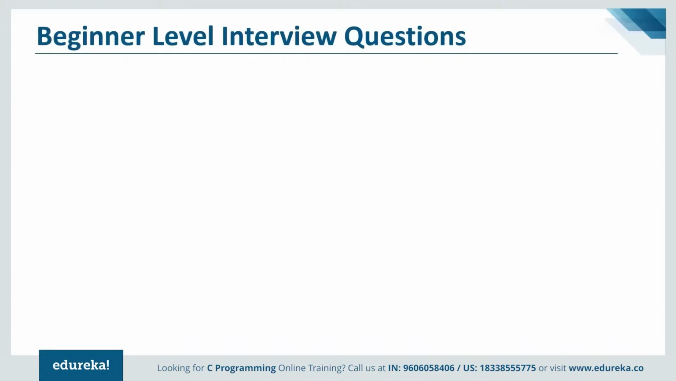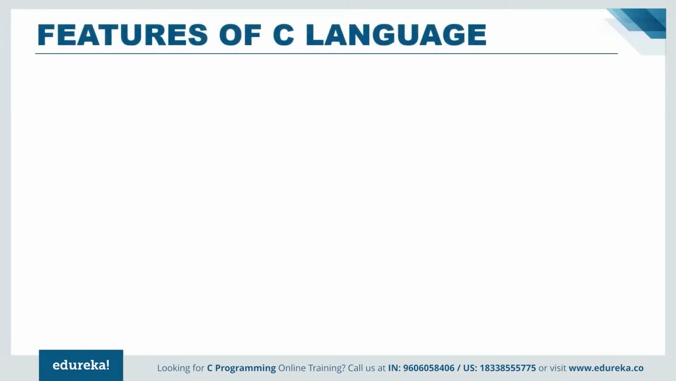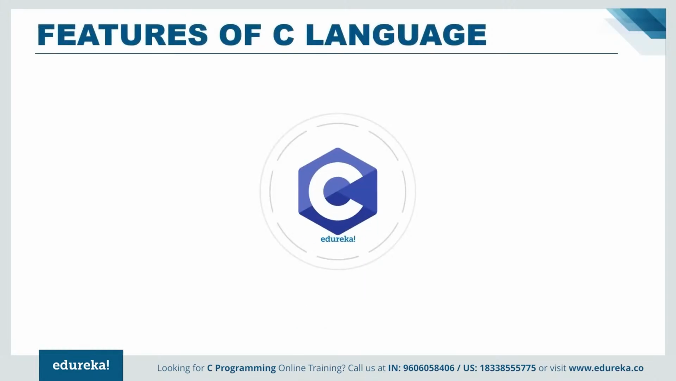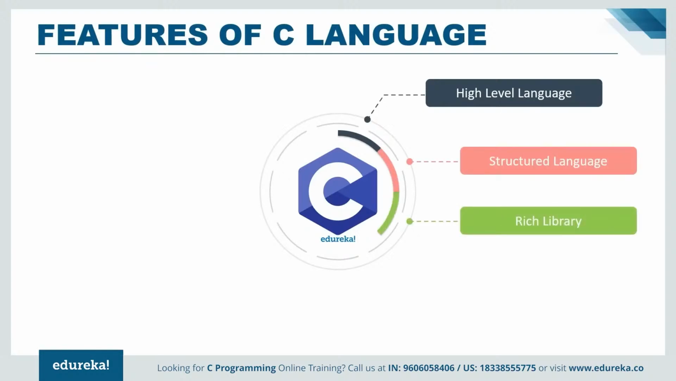The next question is, mention the features of C programming language. Now C has many features, and that's the reason why it is still considered a high-level programming language. Let us mention some of the most important features that are provided by the C programming language. Firstly, it is a high-level language. Followed by that, it is a structure-oriented programming language. And next, it has a rich library.